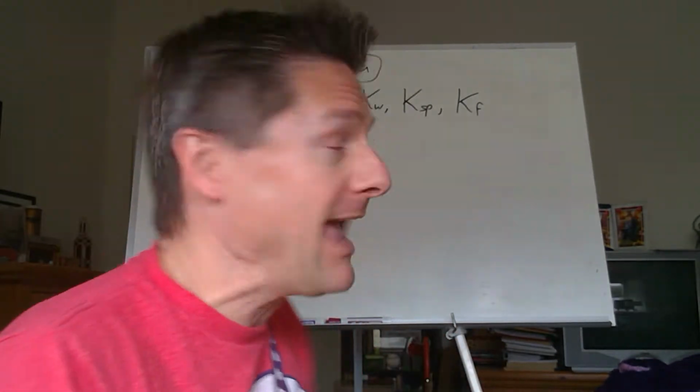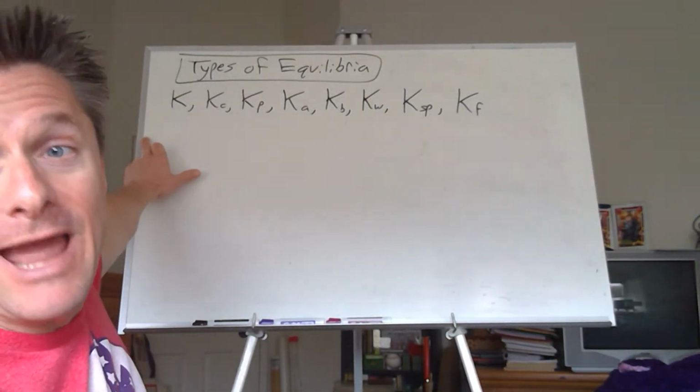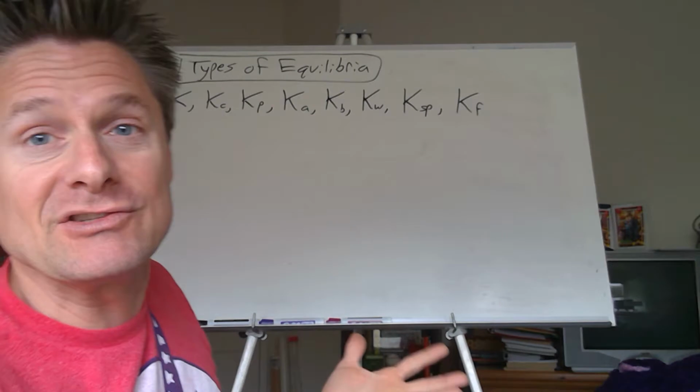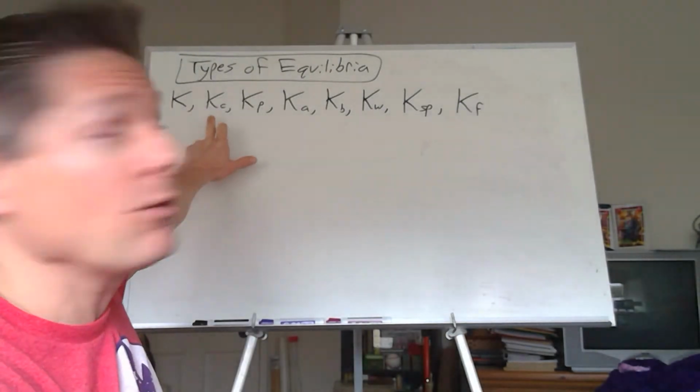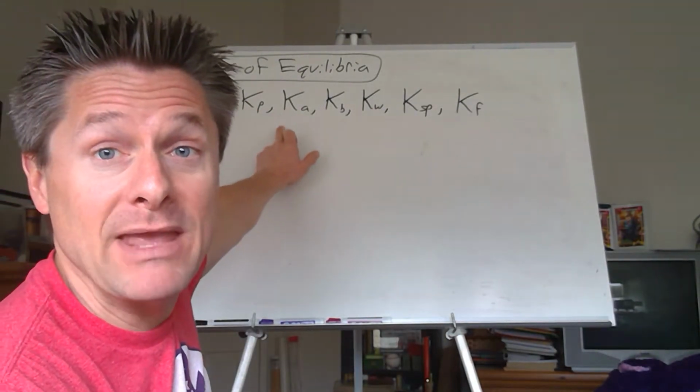So here's what we're going to be looking at, different types of Ks. We looked at the generic K, right? So we could call everything just K if we wanted to, but we like to designate specific types of equilibrium with a subscript. We already looked at Kc versus Kp, right?